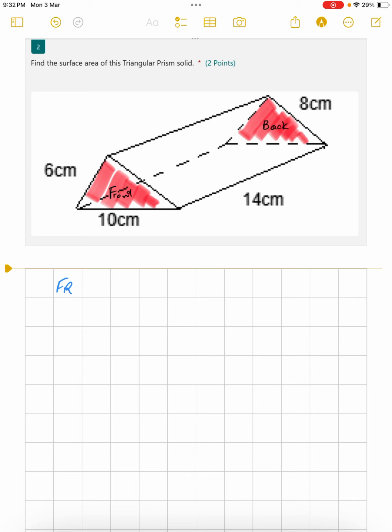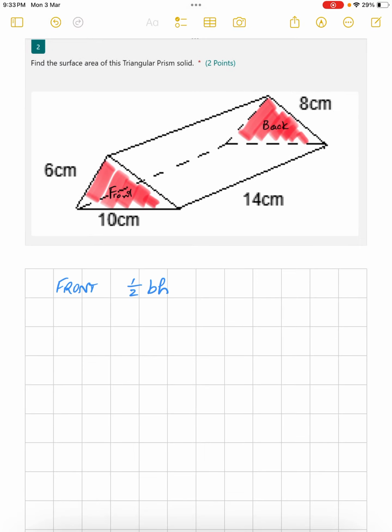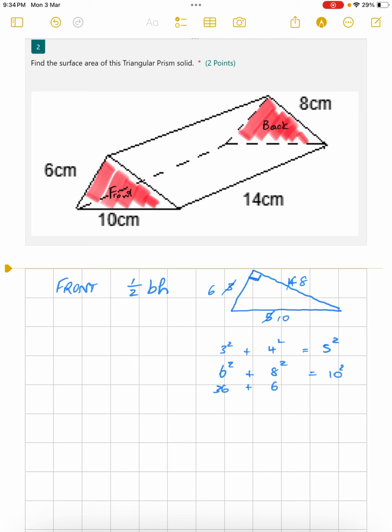So we've got the front is a triangle, so it's half base times perpendicular height. Now looking at this triangle, it doesn't have a perpendicular height. So maybe there's a different approach here, because we've got 6, 10, and 8. Now any triangle, and this is a tough one for most people to know, a 3, 4, 5 triangle works as Pythagoras, because 3 squared plus 4 squared equals 5 squared. And any multiple of 3, 4, 5, so 6, 8, 10. So if this was 6, and this is 8, and this is 10, 36 plus 64 equals 100.